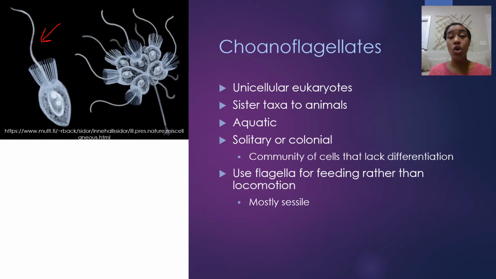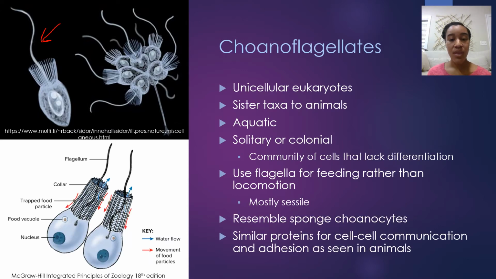Unlike what you would normally think of a flagellum for locomotion, choanoflagellates actually use their flagella to acquire food. They're mostly sessile, and they stick to a surface, and then they use their flagella to whip the water around them so they can eat. They highly resemble the choanocytes that we see in sponges. This image here is actually the choanocytes from sponges. And just looking at them, you can see the resemblance between the two types of cells.